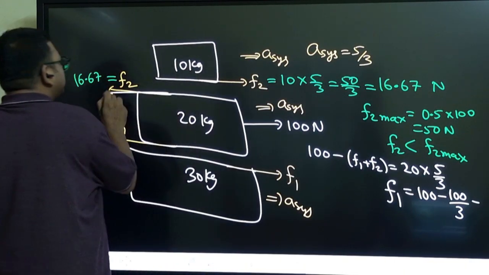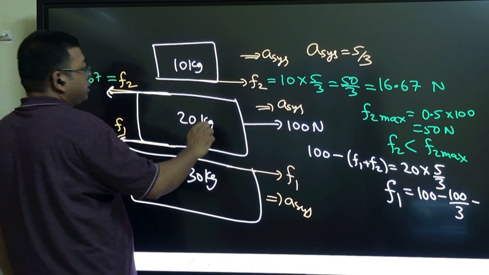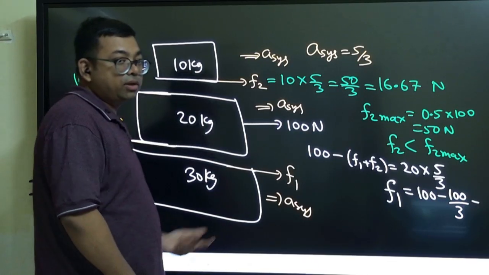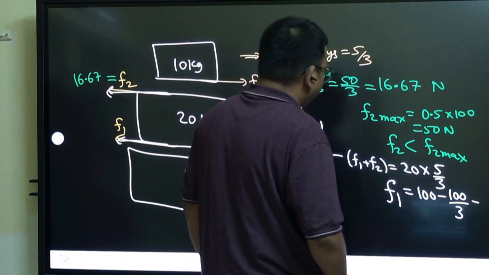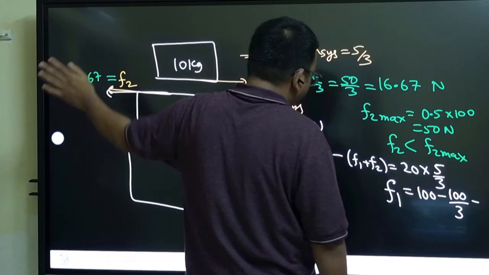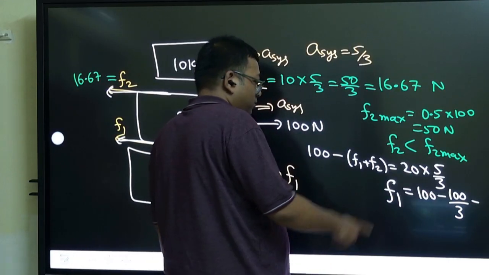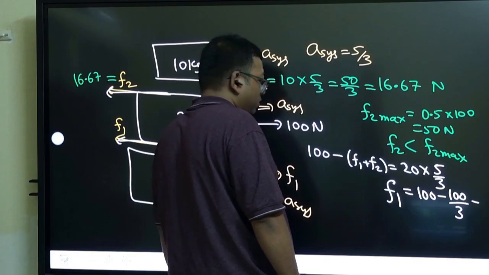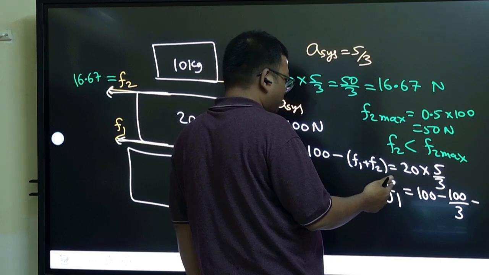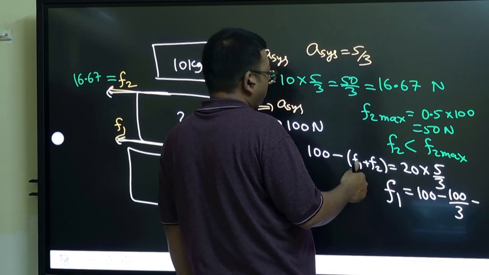No, these two forces are opposite. Now you are subtracting this. 100 minus these two forces, you are subtracting it. Net force you are calculating. Yes, yes. 100 minus F1 minus F2. So do this calculation. F1 we want. F1 go this side. So 100 minus 100 by 3 minus F1 minus F2.